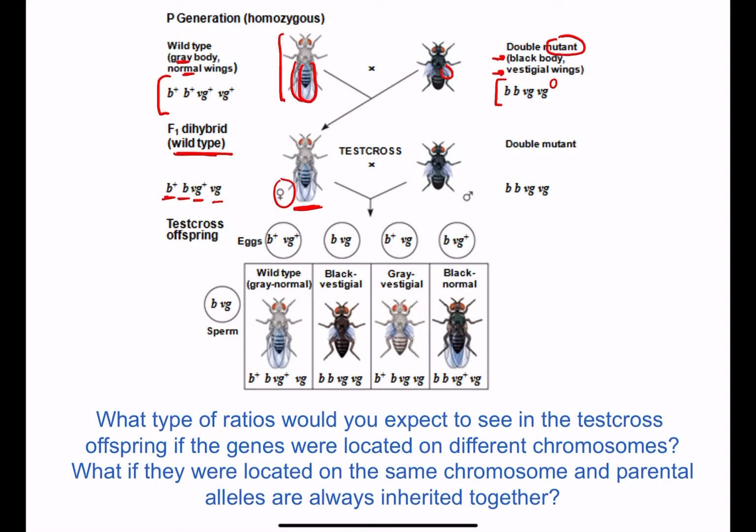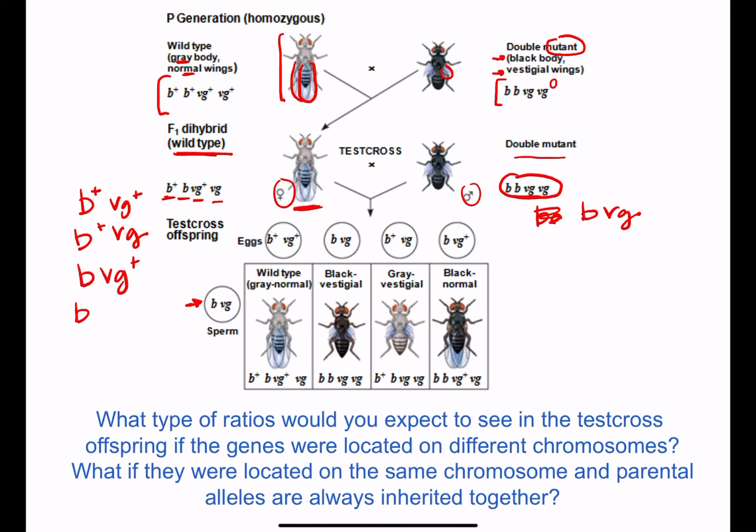So when he took a female of those and crossed it with a male of the double mutant, okay? If we put this in a Punnett square, this is what we would get. This double mutant male is always going to give little b, little vg for its sperm. And so we see that here, okay? The female can give b plus, vg plus. It can give b plus, vg. It can give b, vg plus, and it can give b, vg in the eggs. And that's what is documented right here, okay?